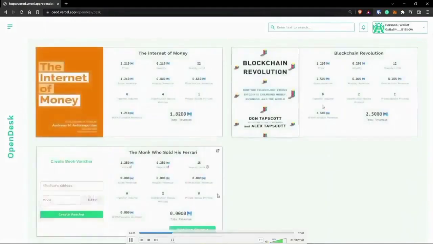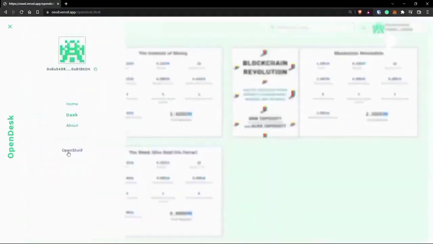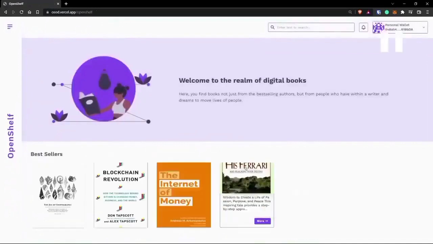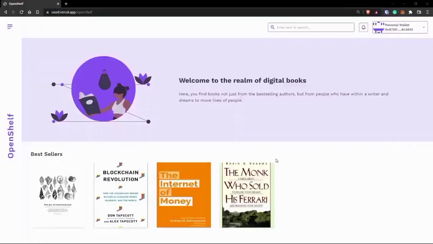Contributors are now added. As you can see, the book has been published and has redirected us to the desk of the author. And as we can see, the book has also been showcased on the marketplace. And now let's buy and read that book.